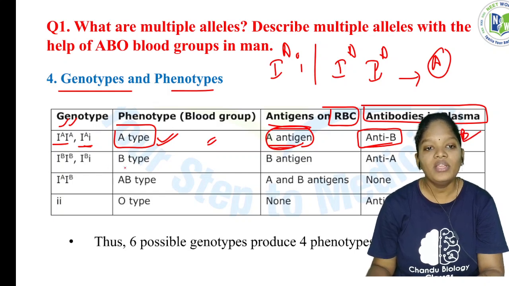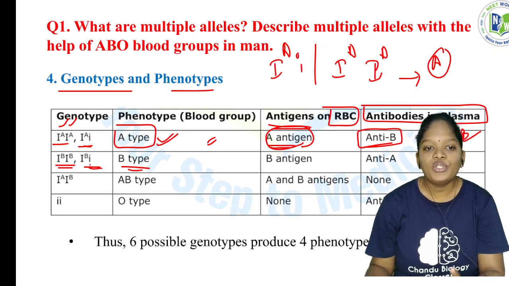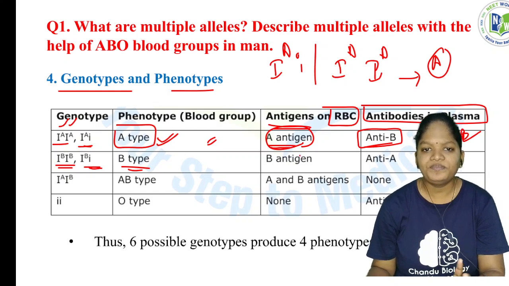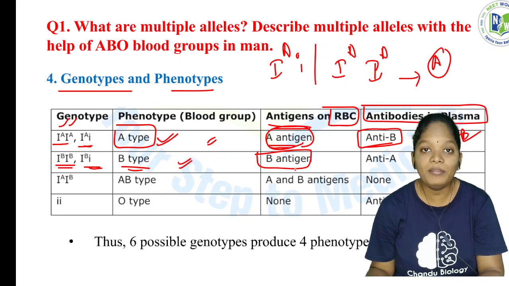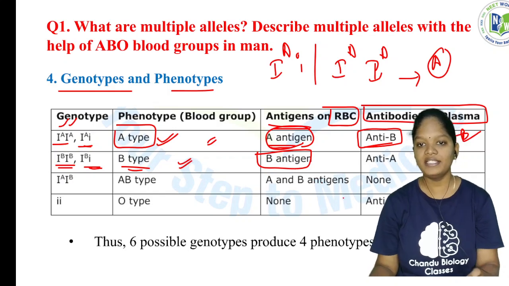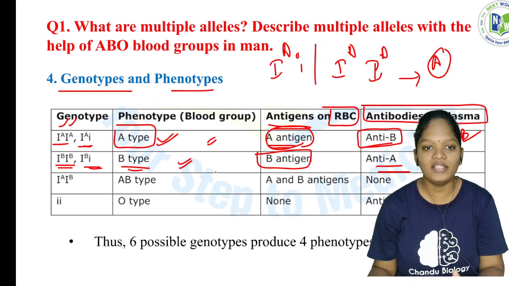Now in the B type of blood group, the genotype will be IB IB and IB i. Two genotypes are possible for this particular type. Now, what will be the antigen present in the RBC? If it is a B type of blood group, definitely the B antigen is present, and the antibody will be the antibody A.